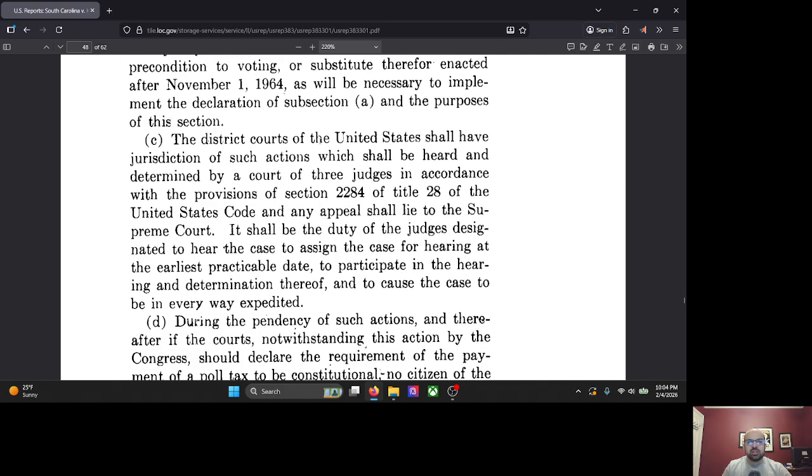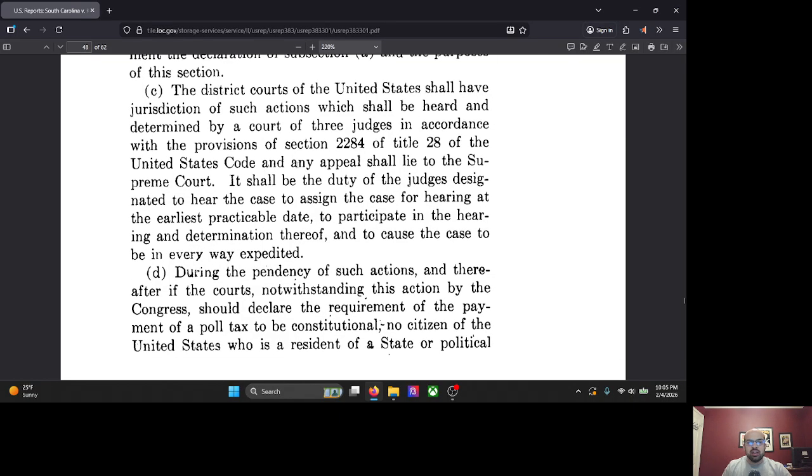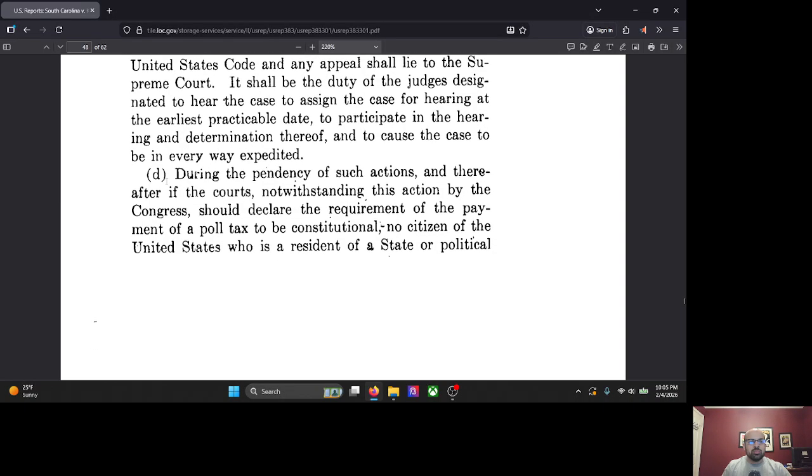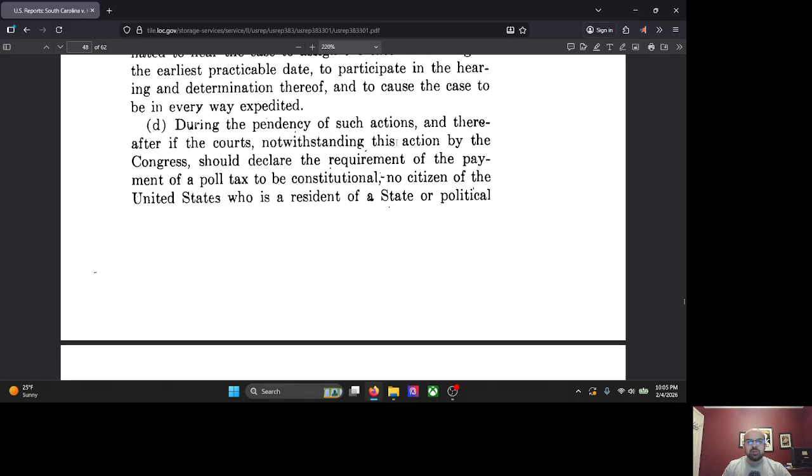C. The district courts of the United States shall have jurisdiction in such actions, which shall be heard and determined by a court of 3 judges in accordance with the provisions of Section 2284 of Title 28 of the United States Code, and any appeal shall lie to the Supreme Court. It shall be the duty of the judges designated to hear the case to assign the case for hearing at the earliest practicable date, to participate in the hearing and determination thereof, and to cause the case to be in every way expedited.